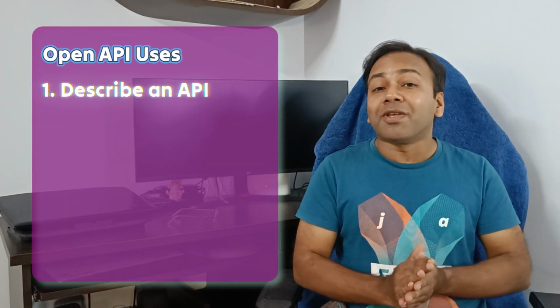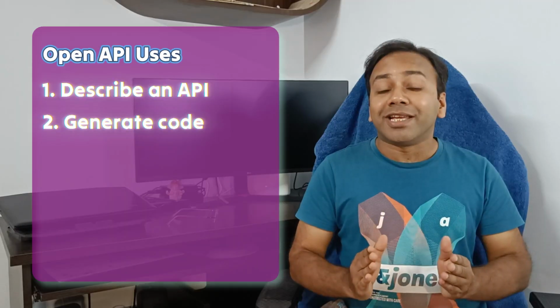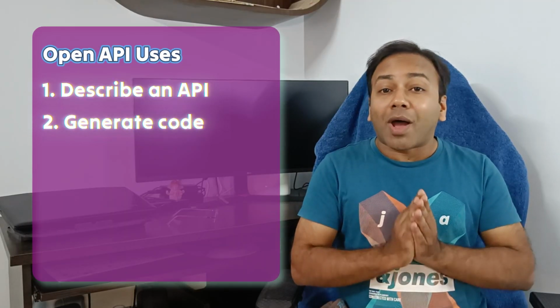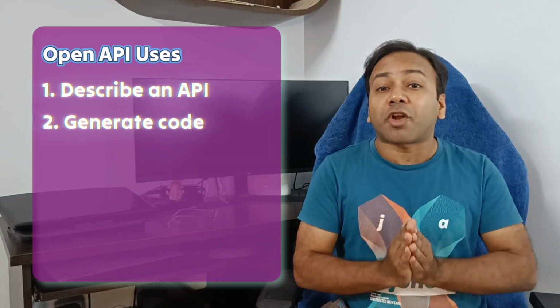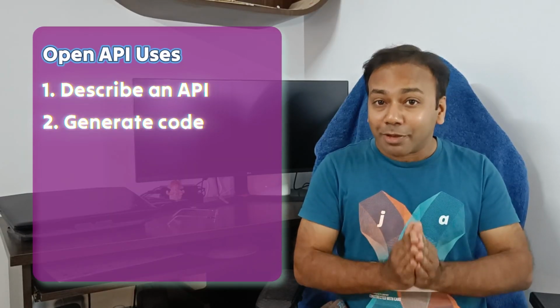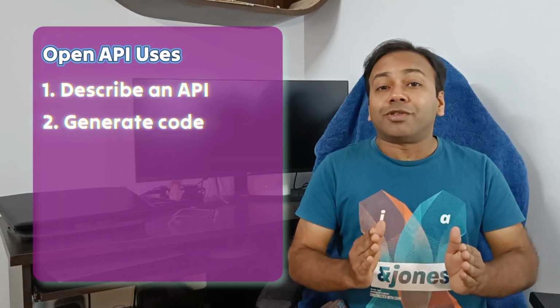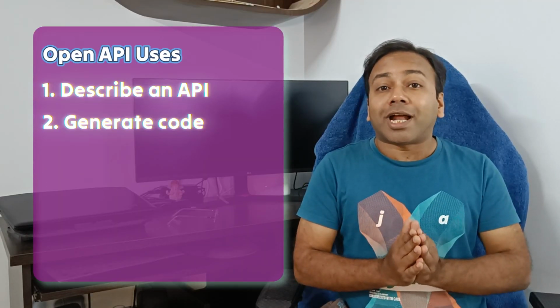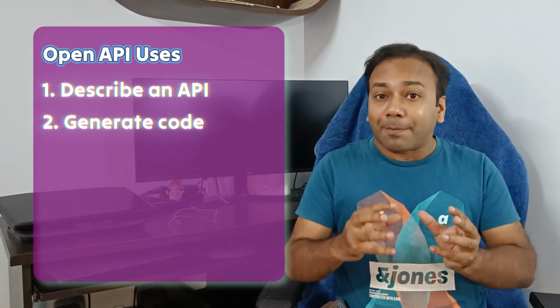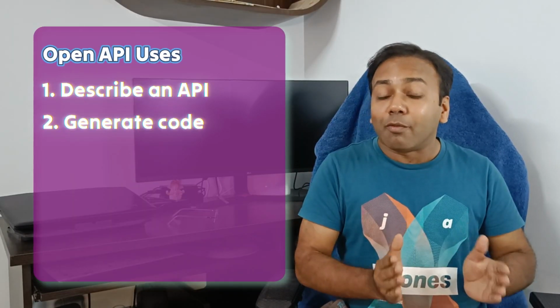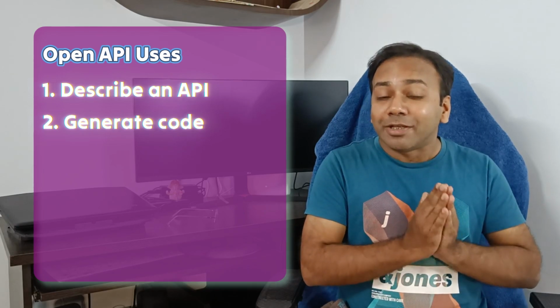You can generate code by using Open API specification. So once you are done with defining the structure of a specific API, you can take help of tools to generate code out of that, so that the basic structure of an API will be already readily available when you are starting to implement your API.